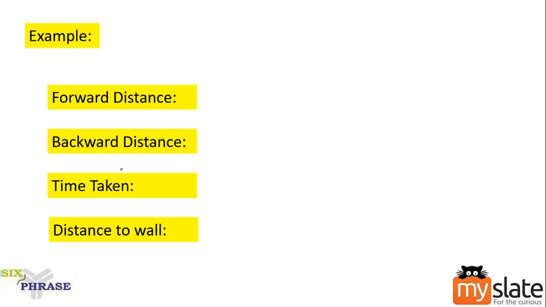Now let us assume some values here. Just for explanation purposes, I'm going to assume the forward distance is 6 meters. The car moves forward by 6 meters and it moves backward by 9 meters.